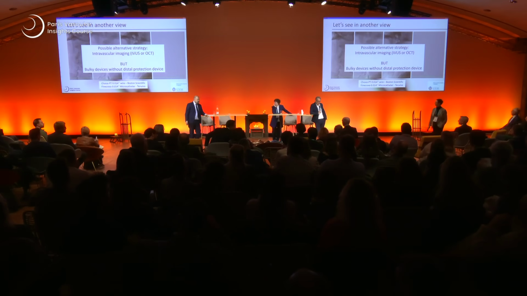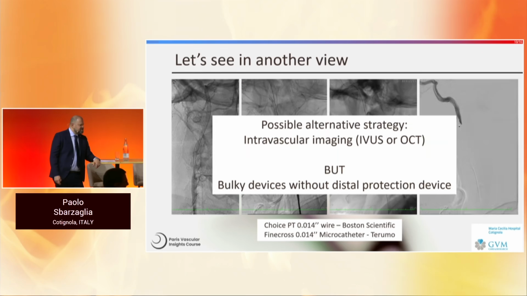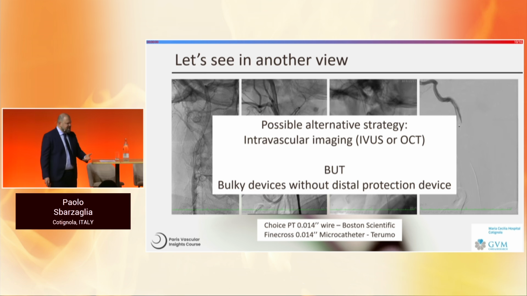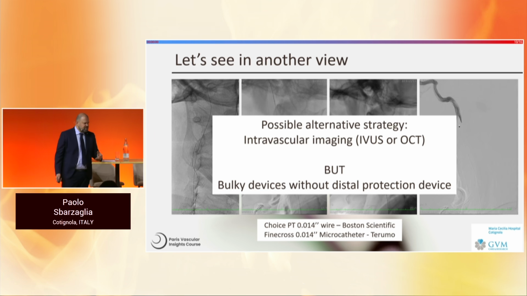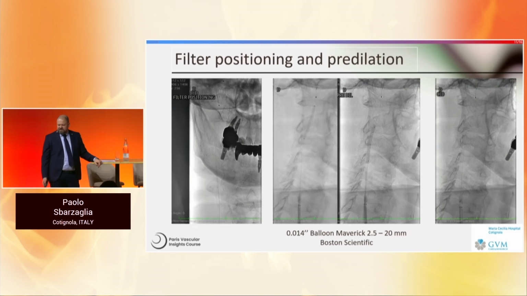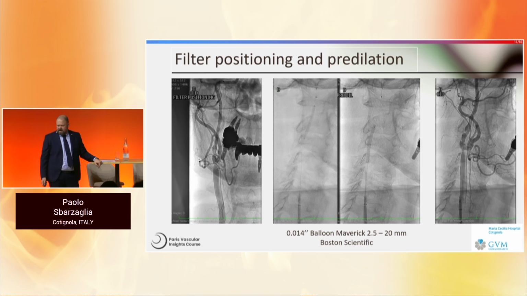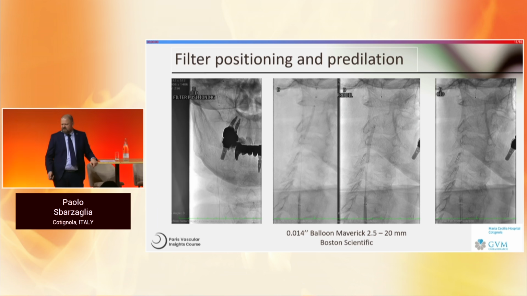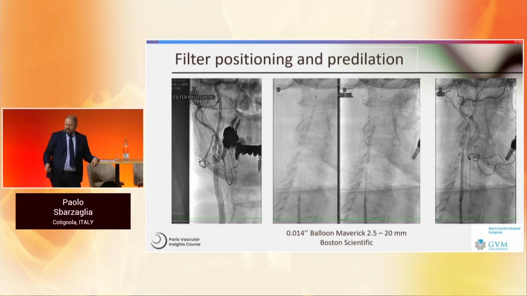This was a possible alternative strategy, obviously using intravascular imaging, but we had a bulky device and we were without any distal protection device, so it wasn't a good idea in my mind. So what we did is to put a filter with crossing. We had already the Fine Cross there. We put the wire and we went with a filter, and then we made a predilation with a 2.5 by 20 millimeter balloon because we had some friction crossing the lesion, and then we could go with a stent.